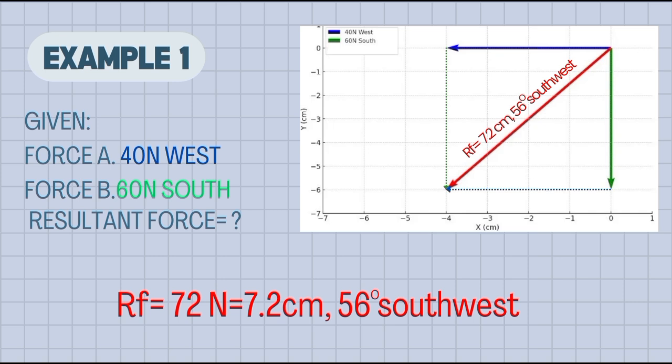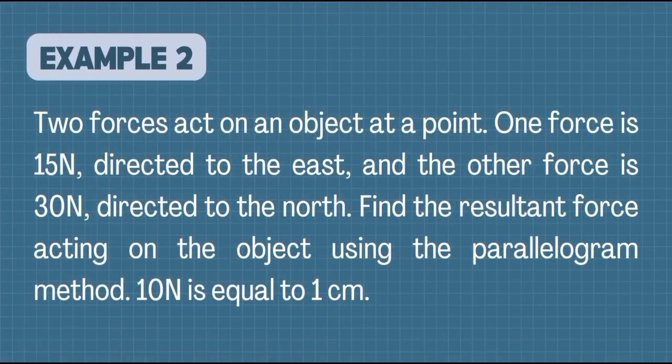Force B, which is 60 Newton, is equivalent to 6 centimeters. You can see that at the intersection of the two forces, you come up with the resultant force, which is 7.2 centimeters, which in Newton you can take as 72, at 56 degrees southwest.